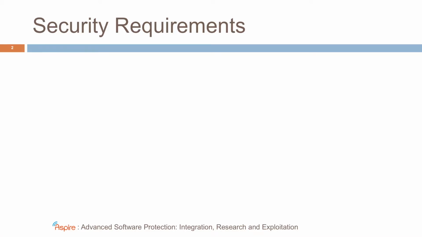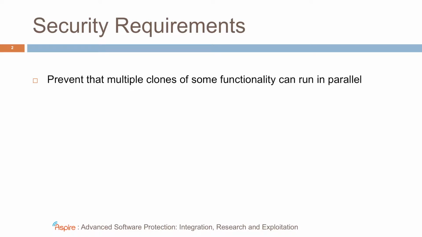So what are the security requirements? Well, in this case, we want to prevent multiple clones of some functionality from running in parallel. In practice, mobile apps embed personal keys, and we want to ensure that a personal key can only be used in one instance of the software.